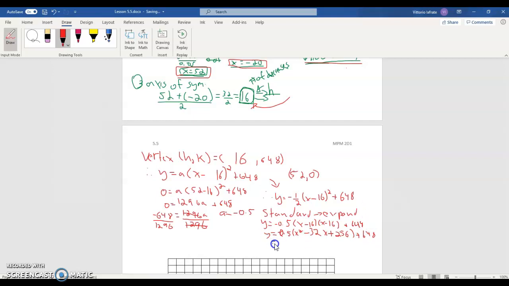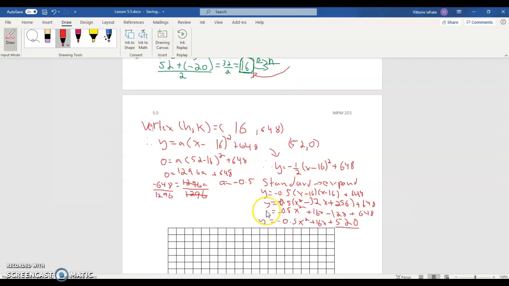Now we can put the negative 0.5 in front of the brackets, so we have negative 0.5 x squared plus 16x minus 128 plus 648. And so that gives us an end result of y is equal to negative 0.5x squared plus 16x plus 520. And so this is our standard form. Now using the equations, we can go and sketch our graph.